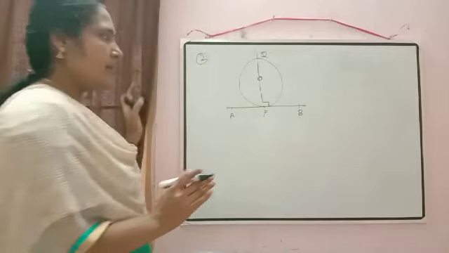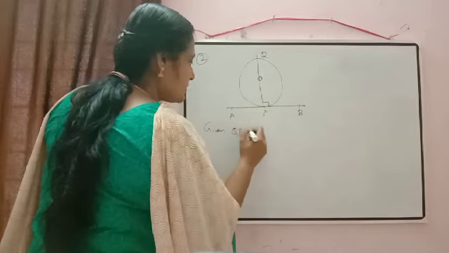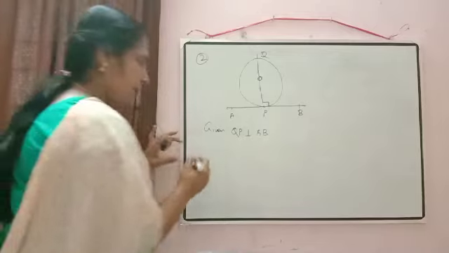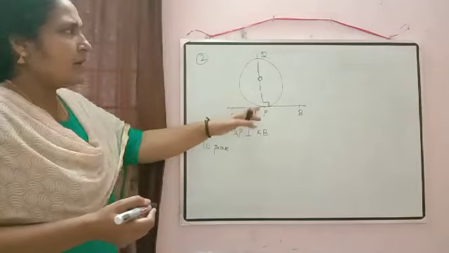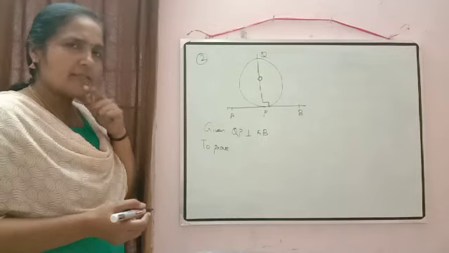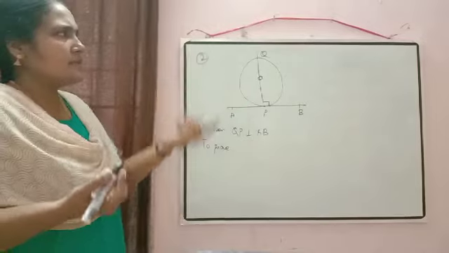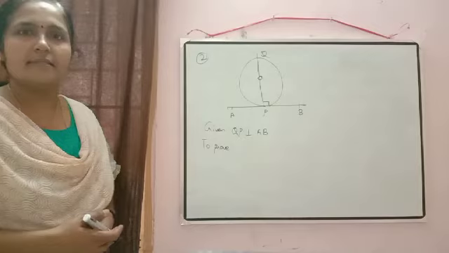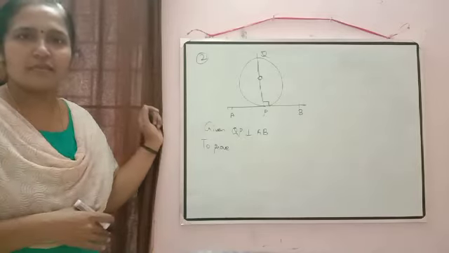So write down there, given. What is given in the question? Given QP is perpendicular to AB. To prove now, what do we have to prove? We have to prove QP passes through the center. How will we prove that? To prove QP passes through the center, it is easy to prove that OP is the radius. Then automatically it will pass through the center only.